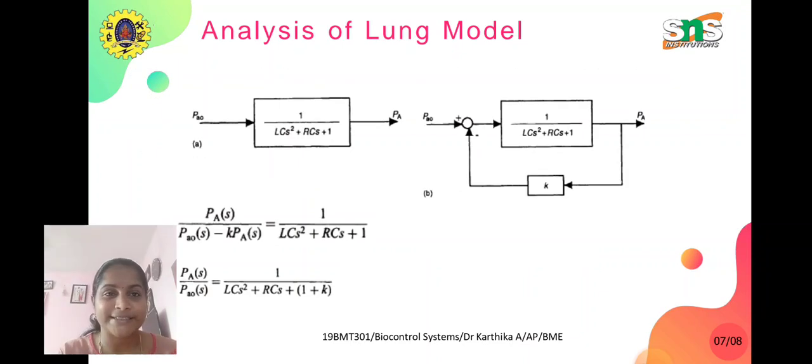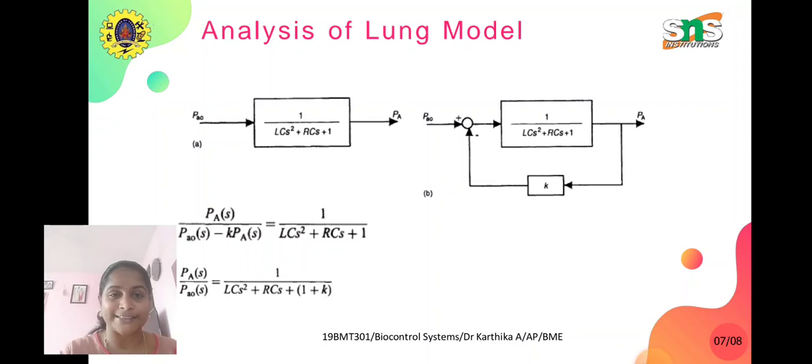See how it is converted. PAO is fed into 1/(LCs² plus RCs plus 1), and the output is PA. In diagram B, PAO is fed into a summing point with a plus sign, and then the element 1/(LCs² plus RCs plus 1), with output PA.